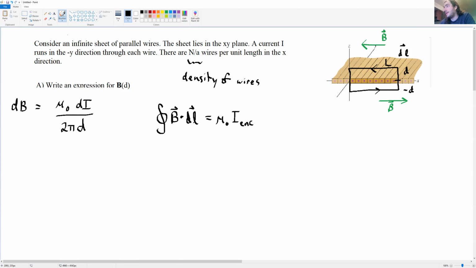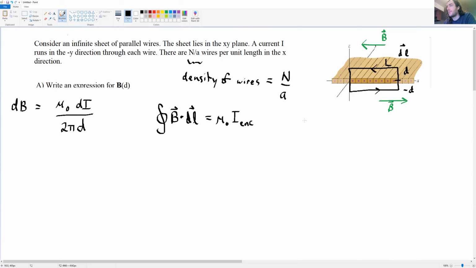Okay, so if we have this kind of setup, we can count the number of currents which pass through our loop. The density of wires is telling us how many of these wires penetrate through this closed loop that we have here. So the density of wires is n over a, which has units of wires per length. If we multiply it by length, then we'll get the number of wires that come through our loop, as long as we multiply by the length of our loop.